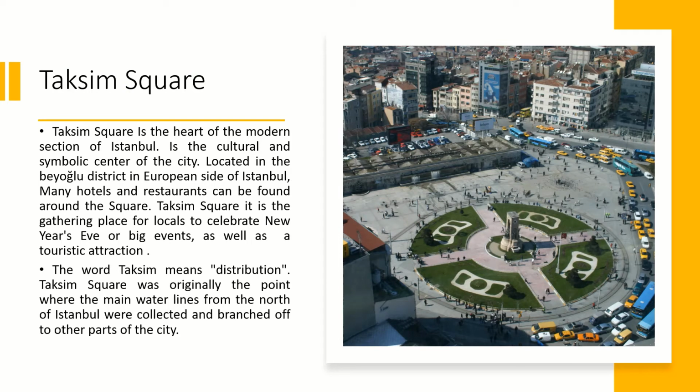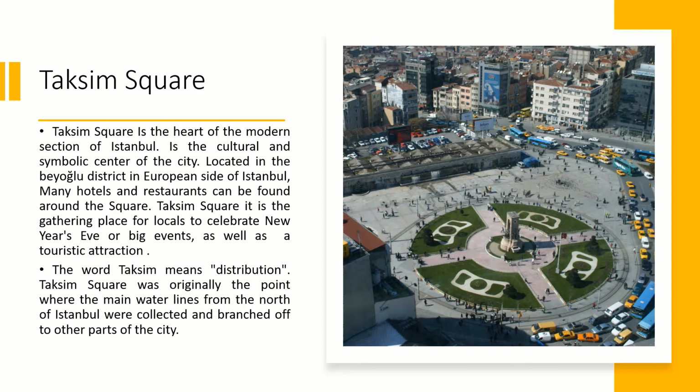In this part, some significant public squares around the world will be briefly introduced, as well as showing SWOT analysis of each square. Let's start with Taksim Square. Taksim Square is the heart of modern section of Istanbul.